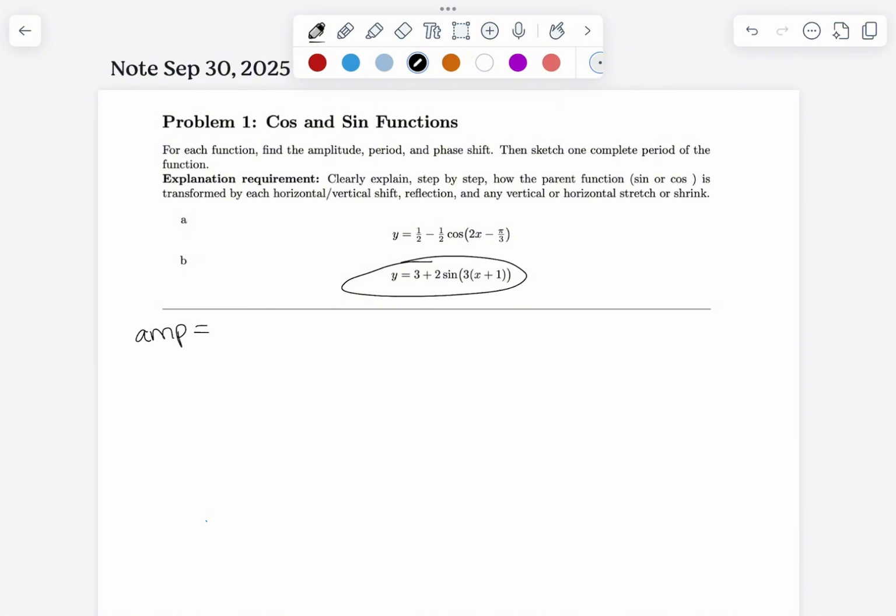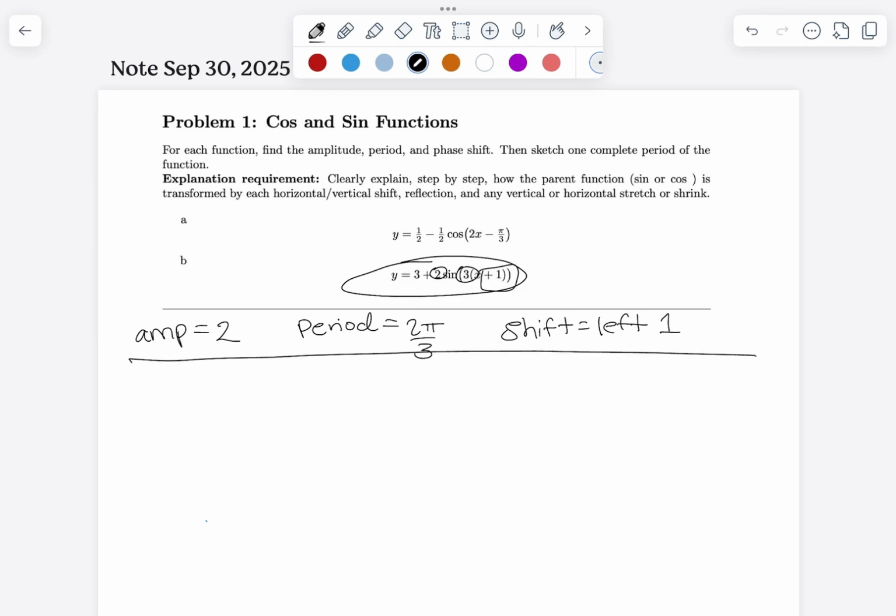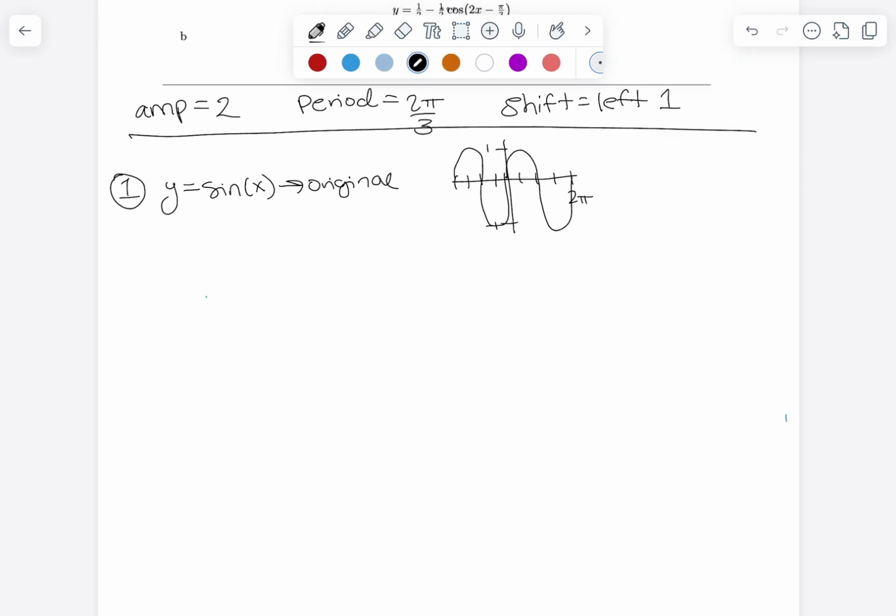So the next one, the amplitude is going to be 2. The period is going to be 2 pi over 3, and then we're shifting left 1 because it's plus 1. So the first thing we're going to graph is just the original function, y equals sine x. Then we're going to graph y equals sine of 3x, which is a horizontal shrink by 1/3.